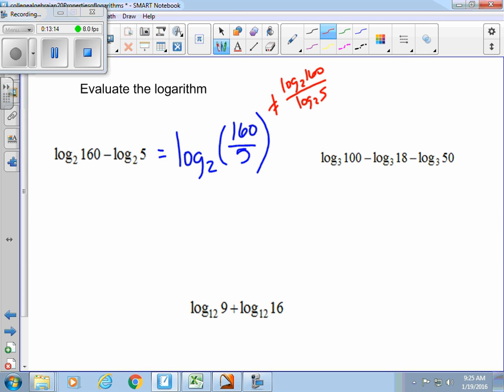What is 160 divided by 5? 32. So this is log base 2 of 32. 2 to what power is 32? That's something I can do. It may take you a second, but 2 times 2 is 4. 4 times 2 is 8. 8 times 2 is 16. 16 times 2 is 32, right? 5. Type that in your calculator. Do you get 5? It doesn't matter which way you type it in, you get 5.